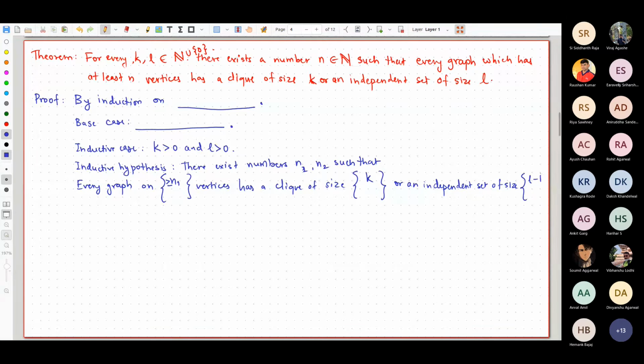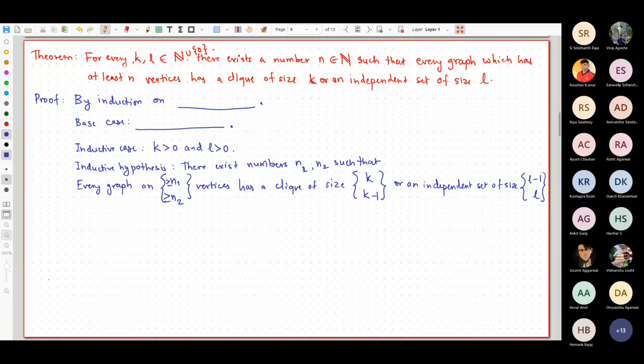So every graph on at least n1 vertices has a clique of size K or an independent set of size L minus 1, and every graph on at least n2 vertices has a clique of size K minus 1 or an independent set of size L. Whatever you state over here by induction should allow me to assume both of these claims as an inductive hypothesis. So figure out what exactly you should put over here.